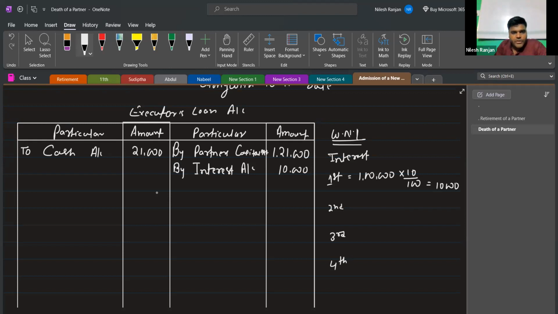Now, can you tell me what will be the installment amount? What will be the installment amount? 10,000. This 21,000 is down payment. Down payment means payment at the time of contract. So down payment is 21,000. And what will be the first installment amount?